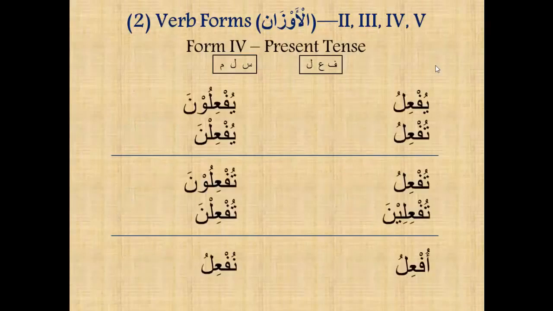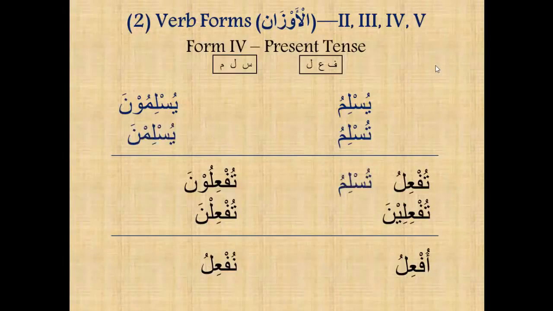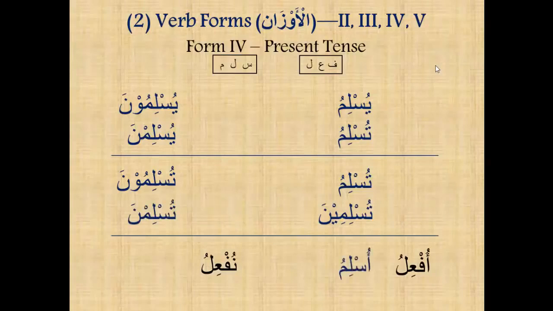In the present tense, يُفْعِلُ, يُسْلِمُ. يُفْعِلُونَ, يُسْلِمُونَ. تُفْعِلُ, تُسْلِمُ. يُفْعِلْنَ, يُسْلِمْنَ. تُفْعِلُ, تُسْلِمُ. تُفْعِلُونَ, تُسْلِمُونَ. تُفْعِلِينَ, تُسْلِمِينَ. تُفْعِلْنَ, تُسْلِمْنَ. أُفْعِلُ, أُسْلِمُ. نُفْعِلُ, نُسْلِمُ.